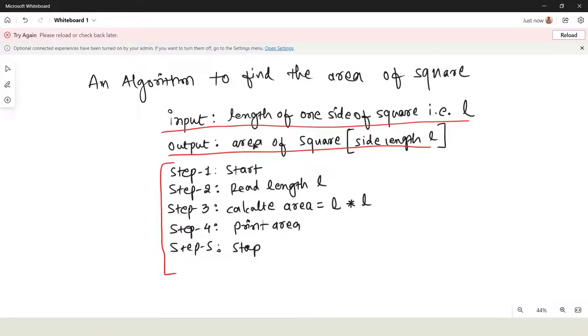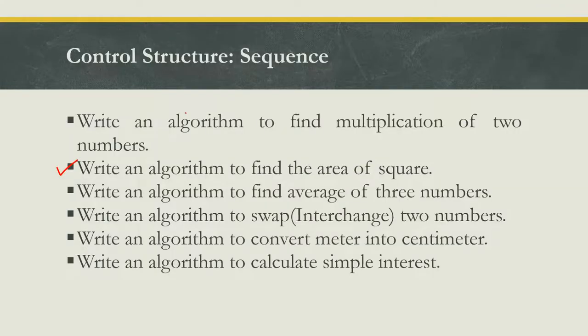So if you have suggestions for this algorithm, you can write in the chat box, or if you have any doubts in the solution of this algorithm, then you can write in the chat box. So let's move further. Then our third problem is write an algorithm to find average of three numbers.